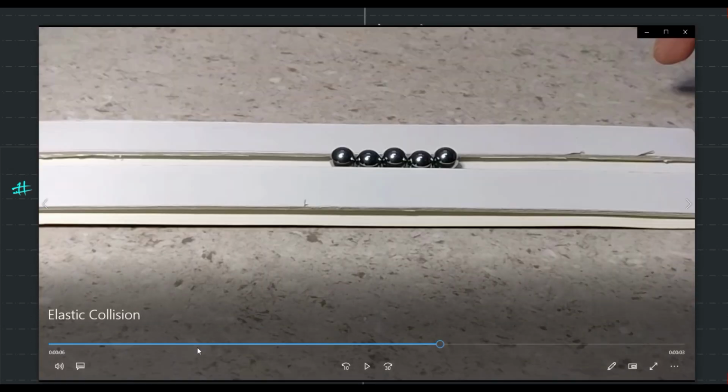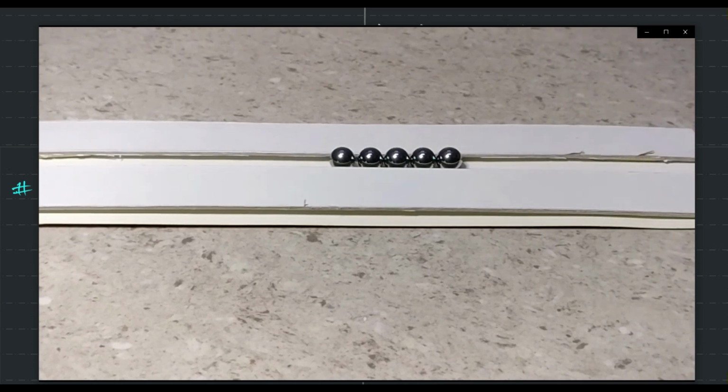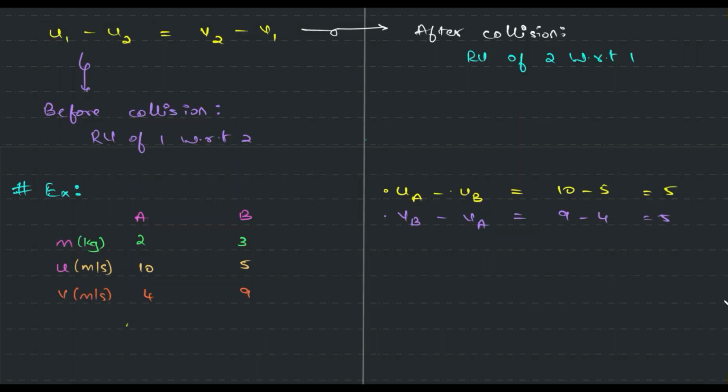I'll show it again. If the incoming object's velocity is 5, the outgoing object's velocity will be 5, because they are of the same mass and everything, so the calculation will turn out to be the same. Here there is a change in velocity, but in that example, the velocity will remain the same. The point is the relative velocity with this combination will be the same.